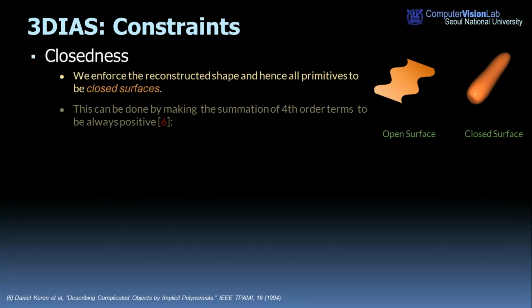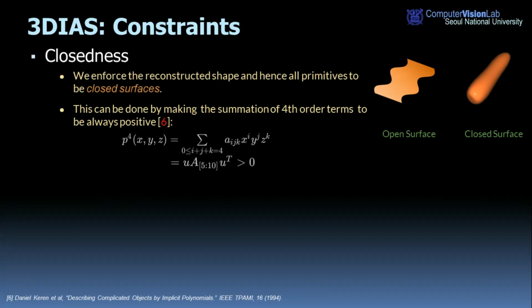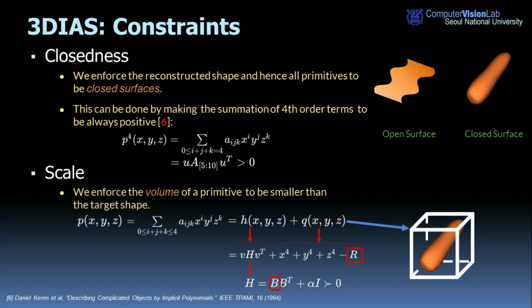We need to ensure that the final reconstructed 3D shape has a closed surface, or equivalently, all primitives have closed surfaces. To achieve this goal, the summation of fourth-order elements must always be positive. Furthermore, we developed a scale constraint to ensure that the volume of each primitive is smaller than the target 3D shape. We designed this constraint by considering a learnable upper bound Q for each primitive P. Therefore, our primitives can be parameterized with a learnable symmetric matrix B and a learnable parameter R.